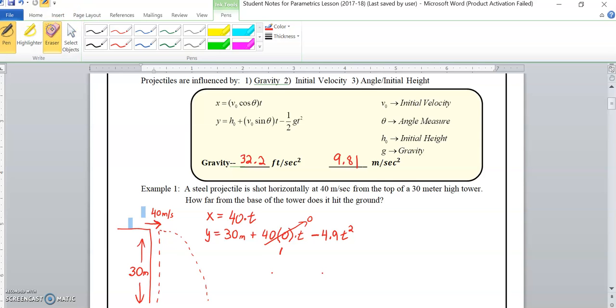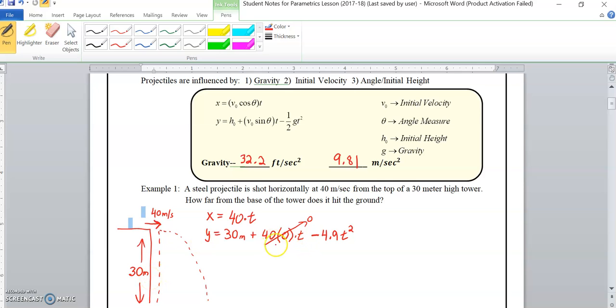So what we can do is use this information and say, well, if we know how much time the object takes to go in free fall vertically, that same amount of time can be applied to the horizontal position. And so we can take 40 times that time that we're falling vertically and figure out how far we went horizontally. So let's figure out how much time we were in free fall vertically.